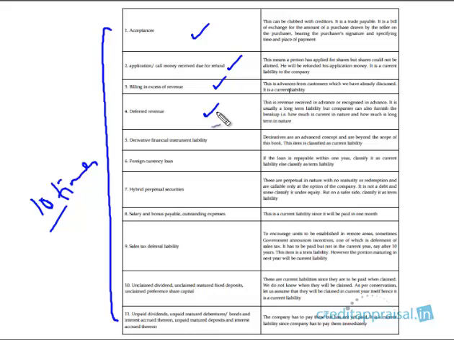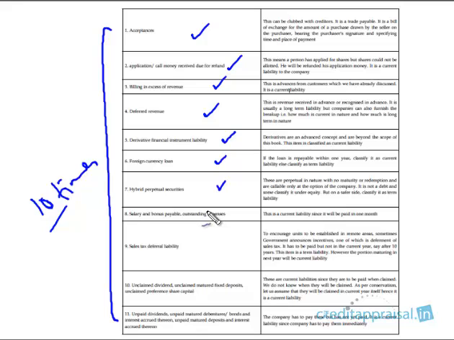Deferred revenue is revenue received in advance, or from the income recognition point of view, income recognized in advance. This is usually a long-term liability, but companies also furnish the breakup of how much is current and how much is term liability. Again, a rare item, but the portion classified as current liability you have to show under current liabilities. Derivative financial instrument liability, an advanced topic, is a current liability. Foreign currency loan: if the classification is provided, you can treat it as a current liability.